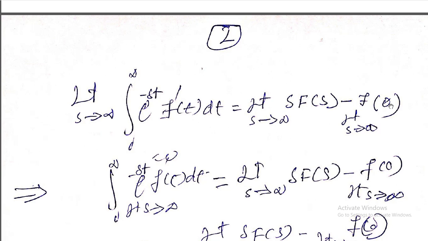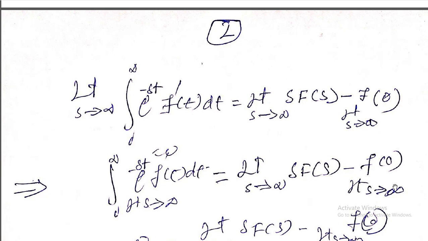0 to infinity, and we can bring this limit inside the integral, as with respect to s, this is constant. So limit s tends to infinity, e power minus st f of t dt, limit s tends to infinity is f of s and minus f of 0.